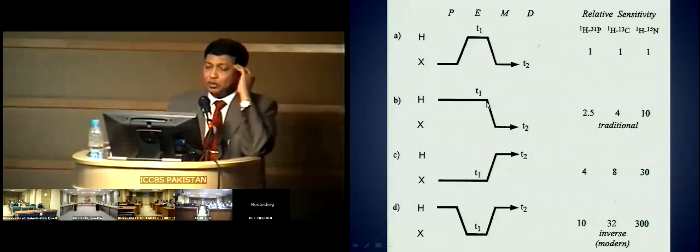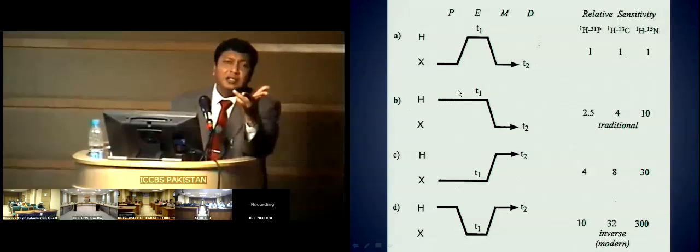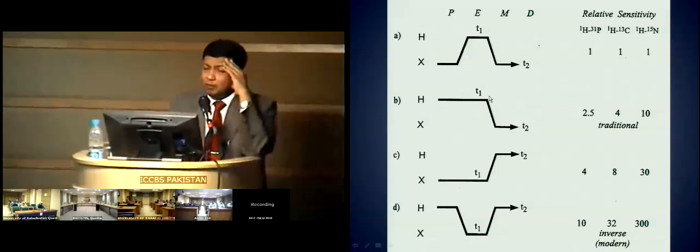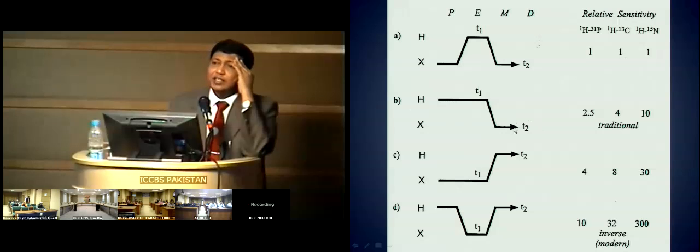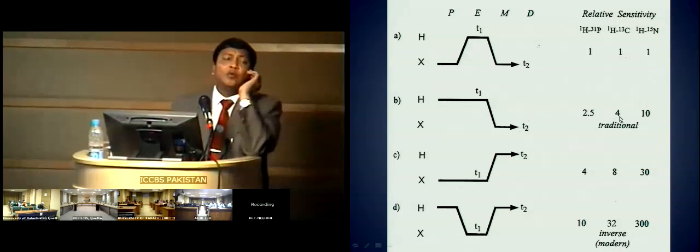This is the B, which is the most exciting one, the traditional polarization transfer. Here you have a source nuclei which is proton. You prepare your proton. Remember, you let it split by coupling, and then you transfer the polarization to carbon, and you detect the carbon. X is carbon, nitrogen, or any other insensitive nuclei. The increase in intensity is about 4-fold.